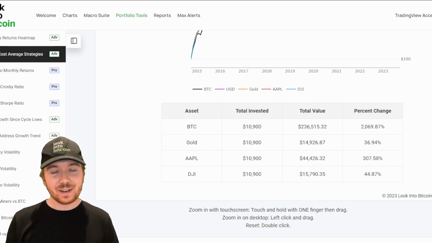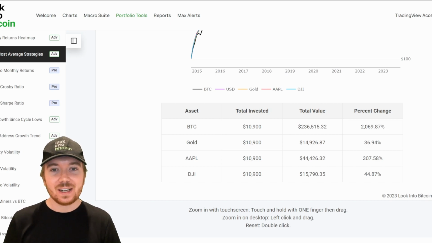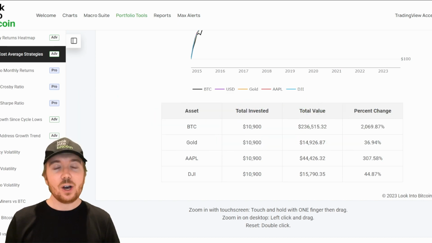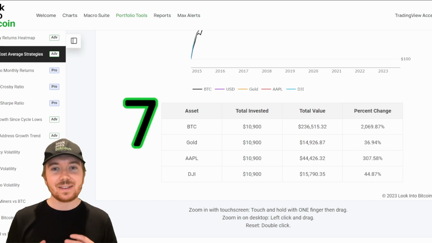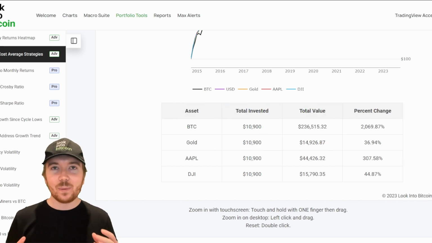And then if we'd have reinvested that and again done the same thing throughout the next cycle, we'd have turned that original $10,900 into $842,000. Over $600,000 difference from just 2 additional trades, which returns 7,626% returns, which is astronomically better than just blind dollar cost averaging.